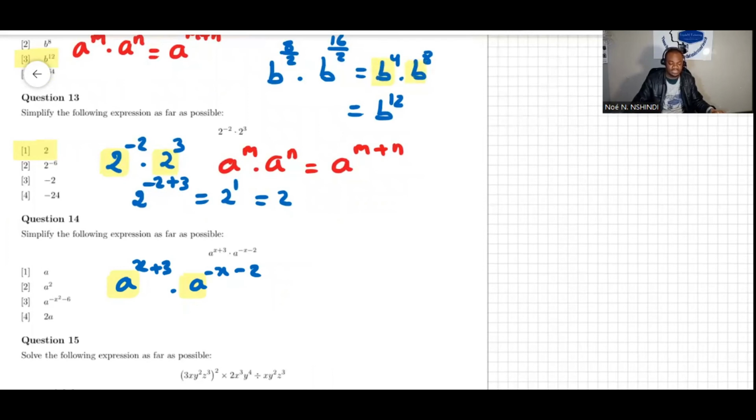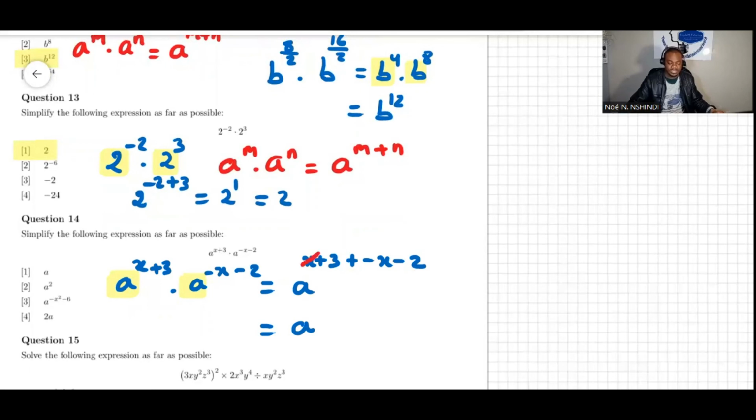When the bases are the same, in the product like this, we apply this formula here, where we're just gonna write the base a once, and then we're going to add the exponents. So we're gonna do x plus 3 plus negative x minus 2. Now that makes a, okay.